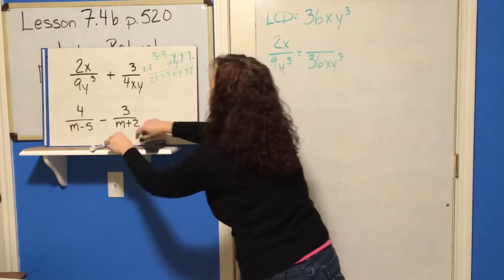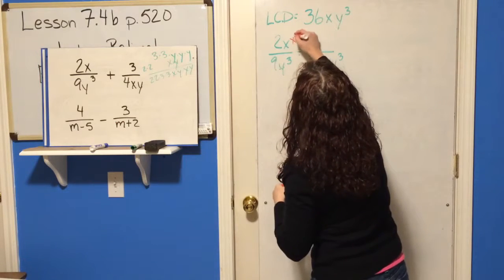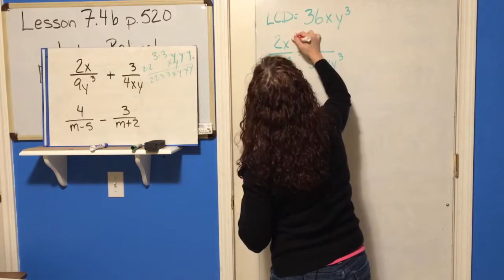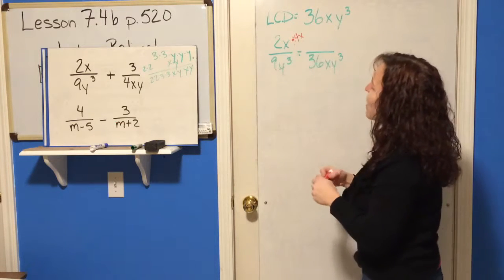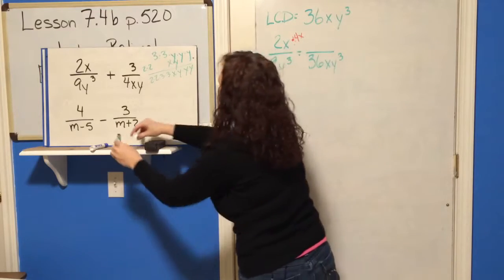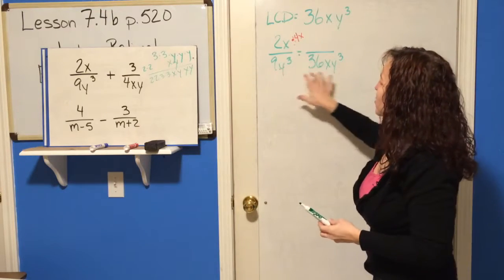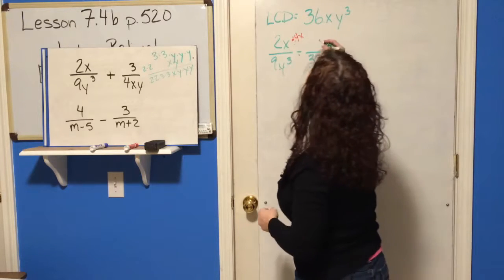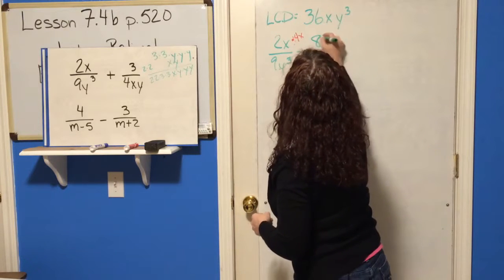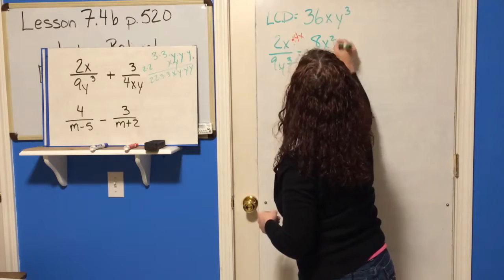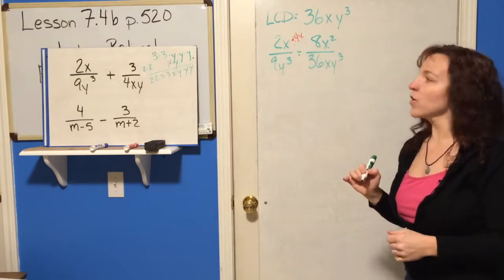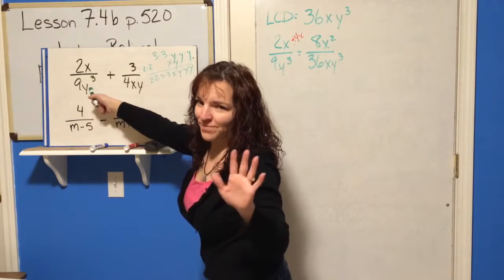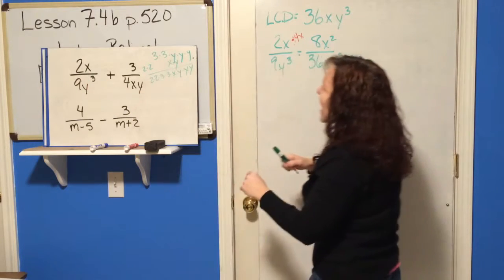So I need to multiply by 4x here. Oops, let's just do a dot instead of an x there. That way we won't be confused. So we need to multiply by 4x on the top because we multiplied by 4x here to get our 36xy cubed. So now 2 times 4 is 8, and x times x is x squared. So now I have 8x squared is equivalent to my first fraction. All right? There's a lot of steps here.